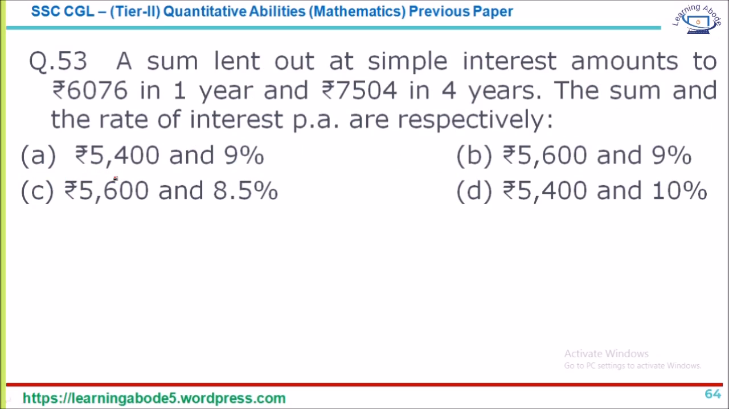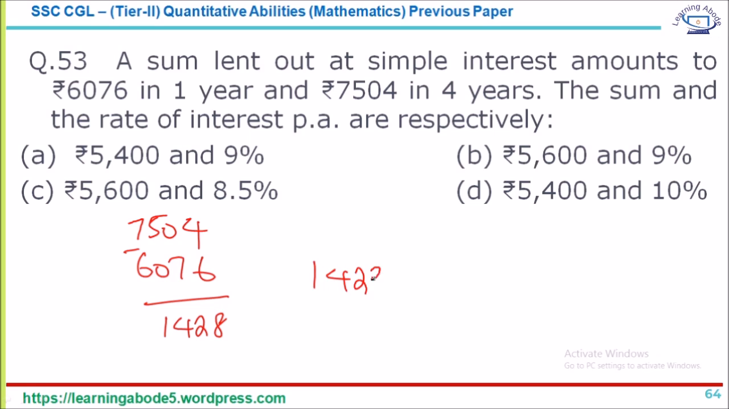The next one, a sum of money lent on simple interest amounts to 6076 in 1 year and 7504 in 4 years. The sum and rate of interest per annum respectively is, see, 7504 in 4 years and 6076 in the first year. So that's a difference of 1428. Now that's for 3 years. If 1428 is for 3 years, then for every year it is 476.